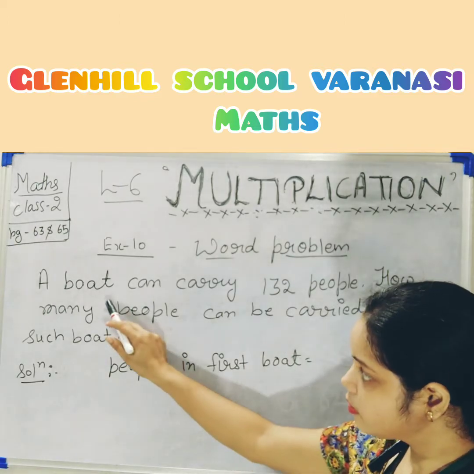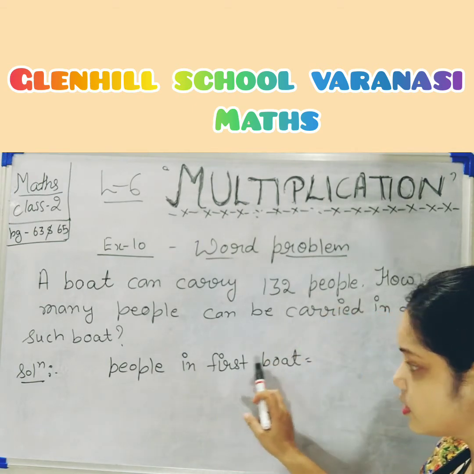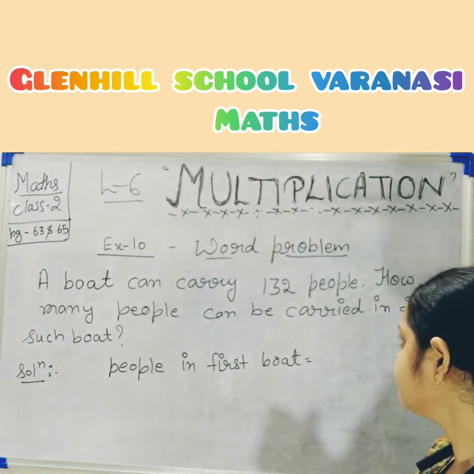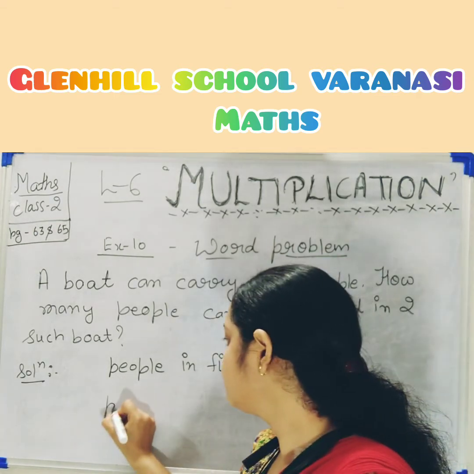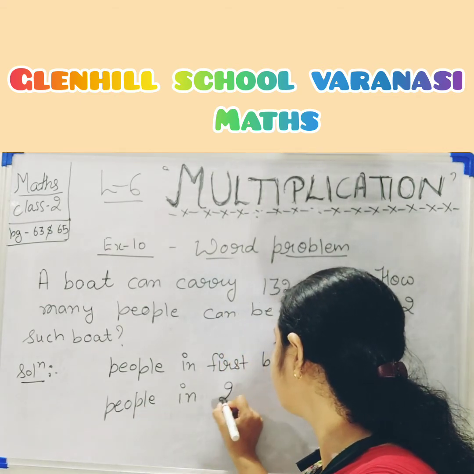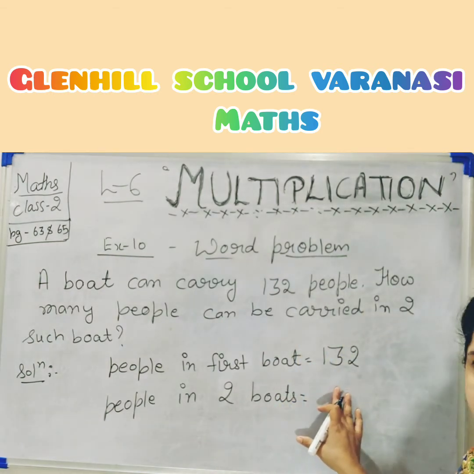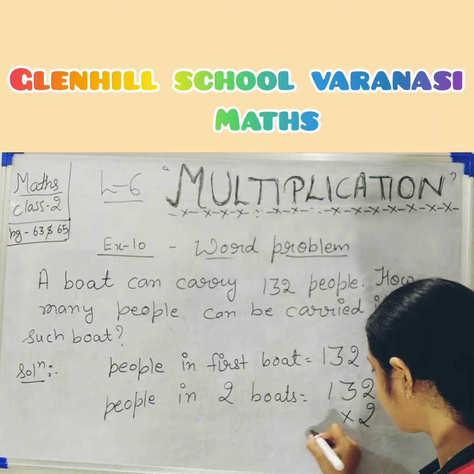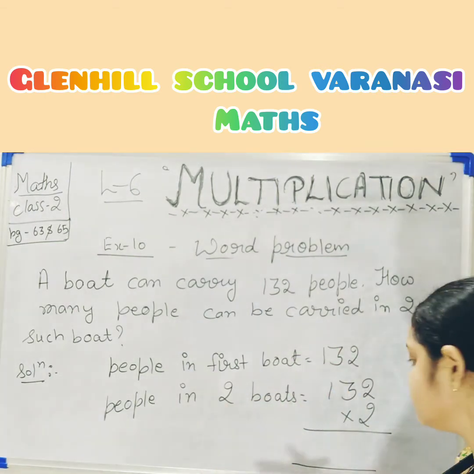The first statement is given, a boat can carry 132, meaning people in one boat are 132. But asking about people in 2 boats. So the process is multiplication here. There is no doubt. So 132 multiplied by 2, because the question is asking about 2 boats, so you have to multiply it with 2.